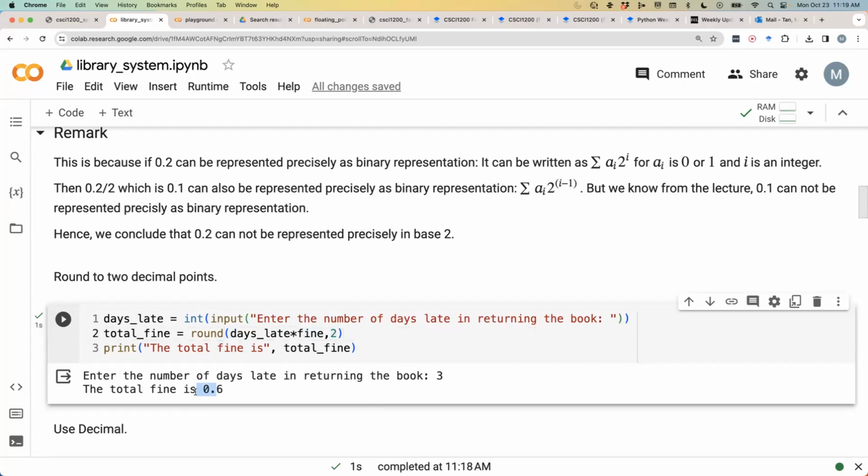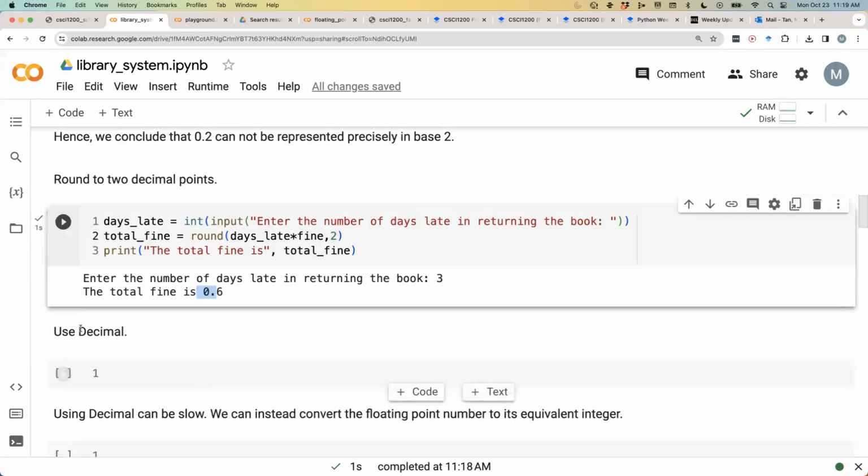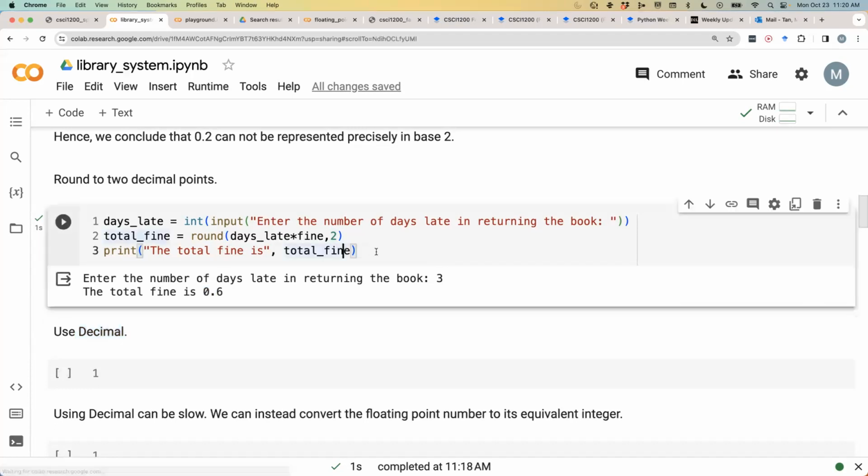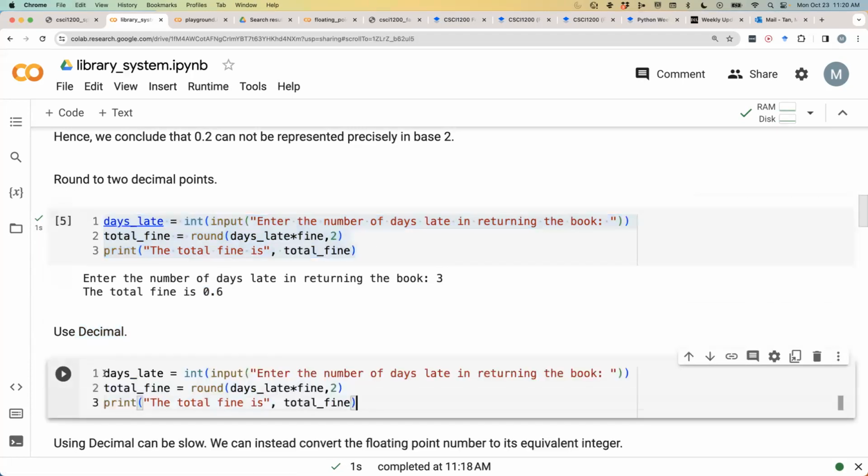So if you round it to 2 decimal points, it shouldn't give us any errors. However, if you want to be very precise in your computation, especially when you talk about fines or money, you don't want to be assuming that rounding to 2 decimal points will not give you any errors. You want to be very precise, especially in banks or in a fine system where you involve money. You can use what we have learned in the lecture called decimal. Then every calculation will be done correctly as in mathematics. So now we're going to use decimal instead.